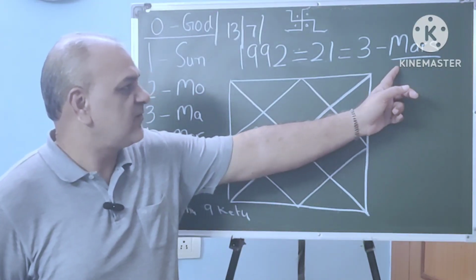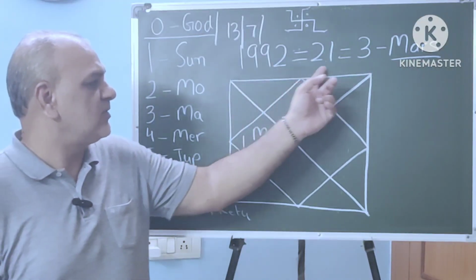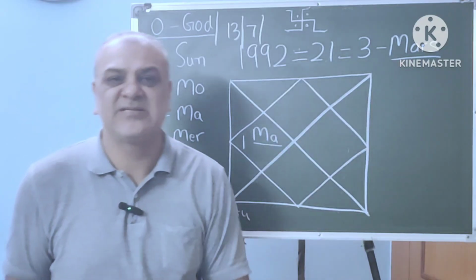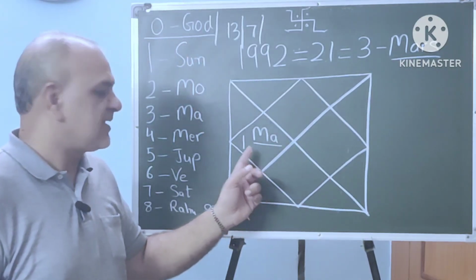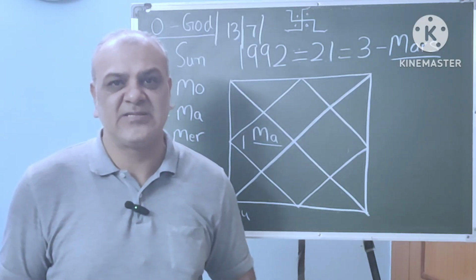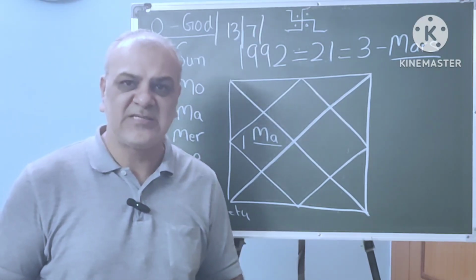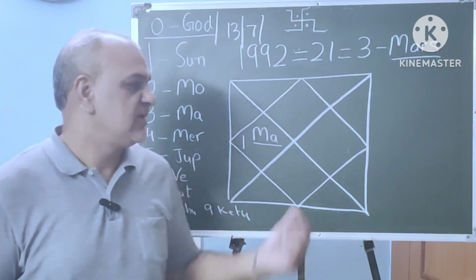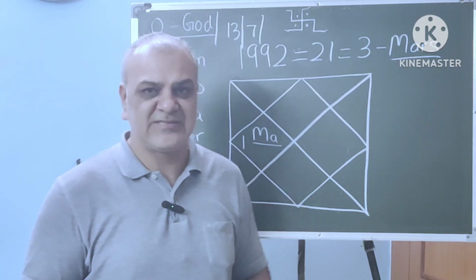We are looking for Mars because after adding 1992 the single digit number was 3, which is represented by Mars. So the next step is to look at Mars in the birth chart. Mars is placed in Aries. That means this person is a very hardworking person because Mars is powerful in the natal chart. He has the ability to work. Aries is a technical sign, so he can be into technical fields.